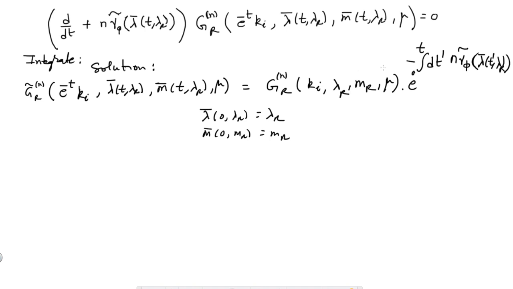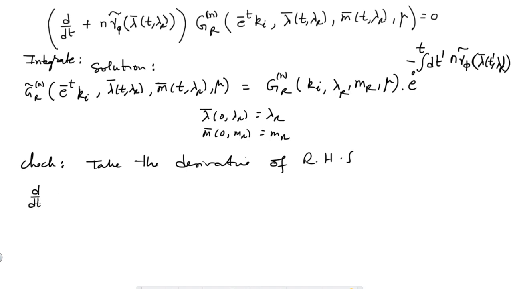Now let me first show you that if I take this and differentiate, this satisfies the above equation. So let's take a derivative of the right hand side. Let's check. Take the derivative of the right hand side. This does not depend on t, so that just comes out. So d over dt of the right hand side, which is G n r into this exponential. This is G n r times the derivative of this object with respect to t.